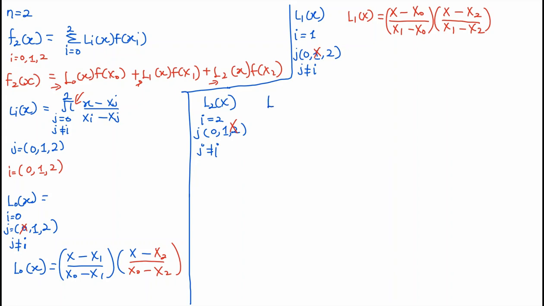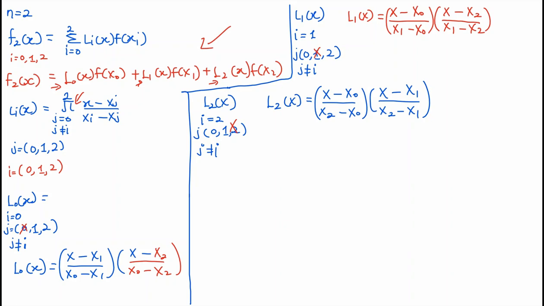So let's look at that. You're going to have L2 of x equal to x minus xj. The first j value is 0, divided by xi. Our i is 2, minus xj, which is x0, right? Times the next, we are going to consider the next j value. So we're going to have x minus x1, because the next j value is 1, divided by x2 minus x1. So this is what you are going to have. So from here, you will substitute it back into the general function that we have. Okay, so let's go ahead and do that.